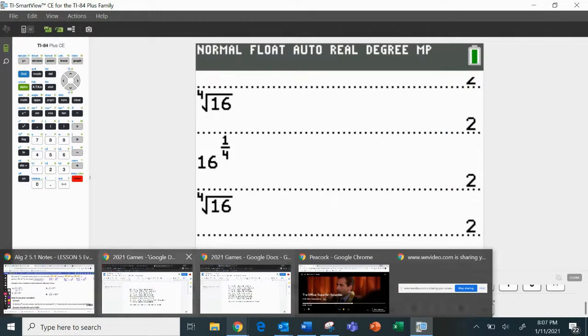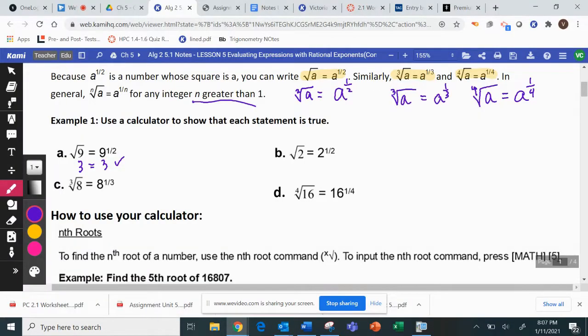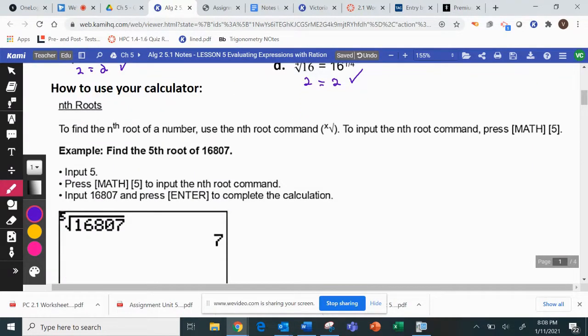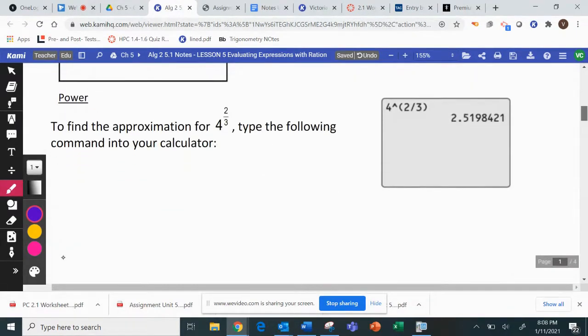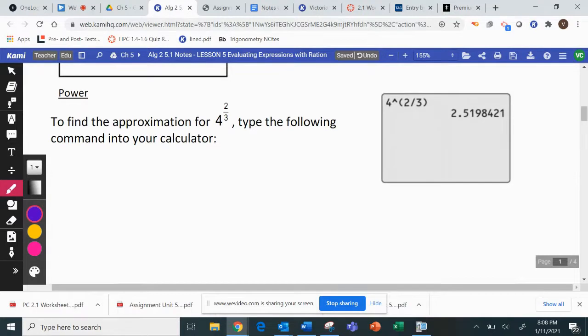Okay, so I did all of those except I didn't do the square root of 2. So I want you to check that one to see what both sides equal. Oh, and here are the directions for using the root. To find an approximation for, for example, 4 to the 2/3, we're going to do 4 to the 2/3 in the calculator.